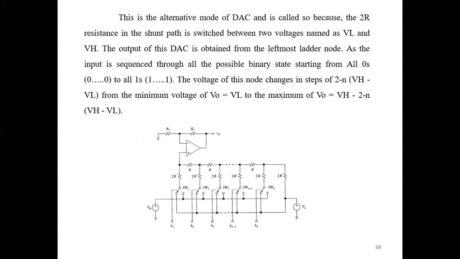Next, voltage mode DAC. In this mode, the alternative mode of DAC is called voltage mode. The 2R resistance in the shunt path is switched between the two voltages named VL and VH. The output of this DAC is obtained from the leftmost ladder node, as the input is sequenced through all the possible binary states starting from all zeros to all ones. The voltage of this node changes in steps of 2 to the power minus n times VH minus VL, from the minimum voltage of Vout equal to VL to the maximum of Vout equal to VH minus 2 to the power minus n.